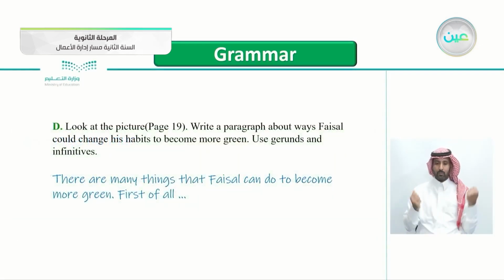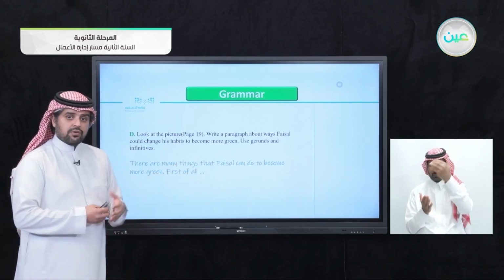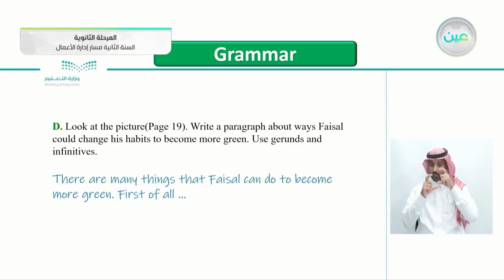Exercise D here, look at the picture, page 19. Write a paragraph about ways Faisal could change his habits to become more green. Use gerunds and infinitives. For example here, the first one, there are many things that Faisal can do to become more green. First of all, and then you can continue to write about the picture by yourself.